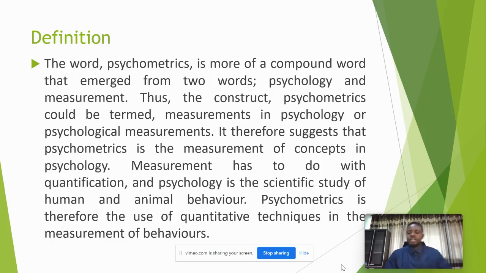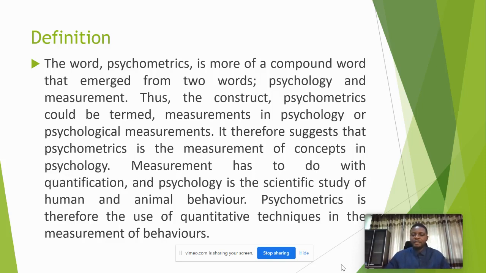Now, what is psychology? Psychology, as a field of study, is defined as the scientific study of human behavior and mental processes. Scientific study of what? Human behavior and mental processes. Now, what is behavior? Of course, you know what behavior is.